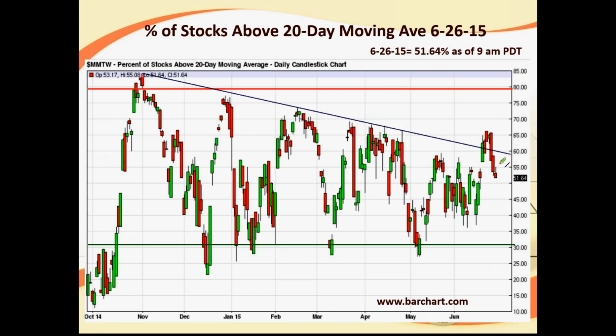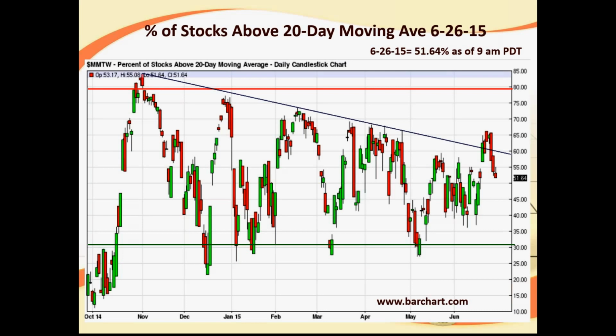This was a snapshot of about 9 o'clock this morning. And it looks as if, again, we're back into a situation where the market's still holding up fairly well, but it's holding up based on fewer and fewer stocks participating in the current market action.